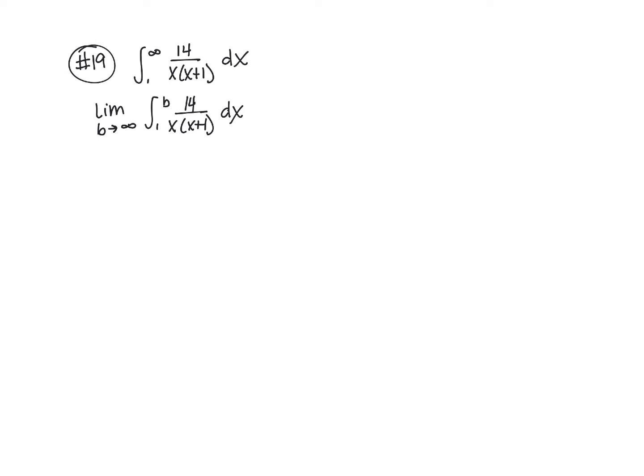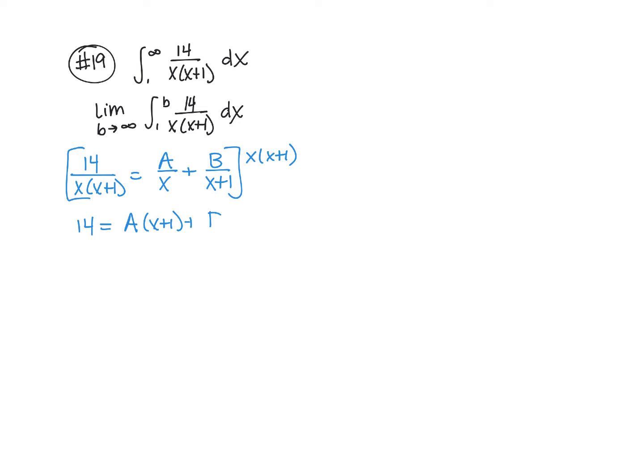So what I'm going to do now is use partial fractions. This looks like a partial fraction problem to me, so I am going to separate this, ignore my limit for just a minute, and focus on just this piece. So I have 14 over x times x plus 1 equals A over x plus B over x plus 1. Multiplying everything through by x times x plus 1, we get 14 equals A times x plus 1 plus B times x.